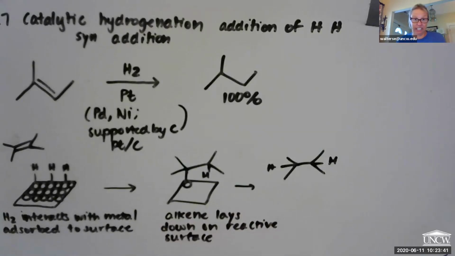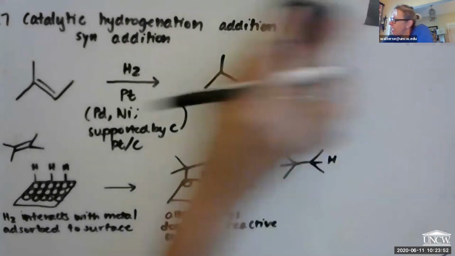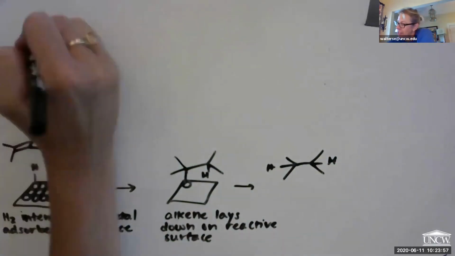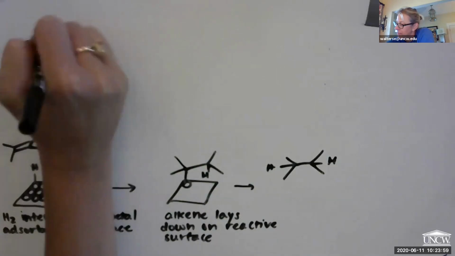This is the easiest thing. You just find your alkenes and add hydrogens to them. But you have to be careful. So what I mean by that is, let's say you have this substrate.